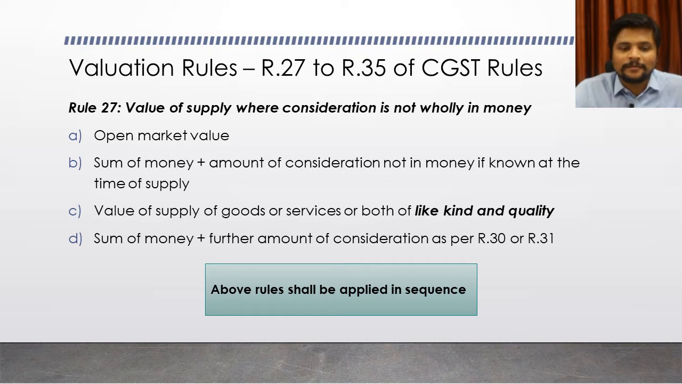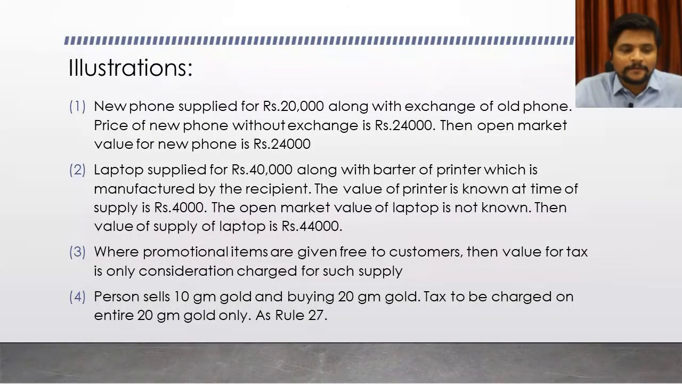This is provided under rule 27. This rule shall become applicable where the consideration is not wholly in money. There are certain illustrations, and even these illustrations are provided in the rules itself. Illustration number 1, similar to what I have told you: a new phone is supplied for rupees 20,000 along with exchange of an old phone. The price of the new phone without exchange is 24,000.